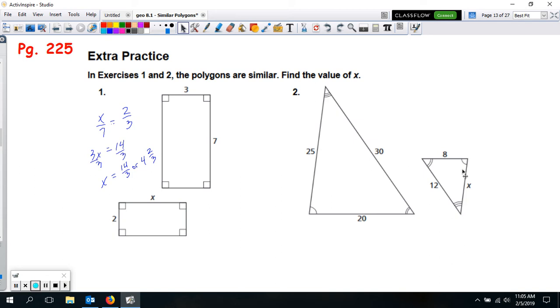Over here on this one, number 2, so x is over here, so the corresponding side on this one, we've got to figure that out. So it's between 1 and 3. So over here, here's 1, here's 3, so it's got to be 25. X is corresponding to 25, so we'll put X over 25.